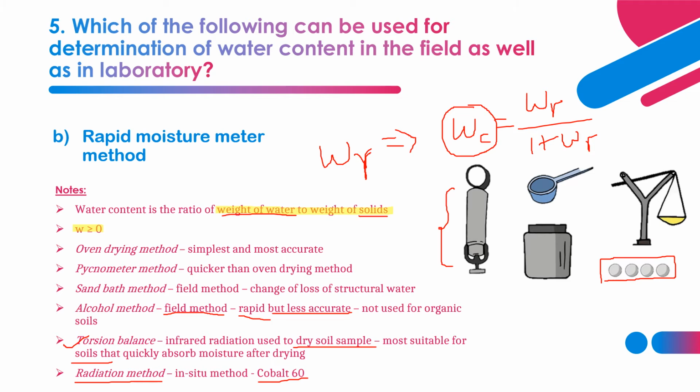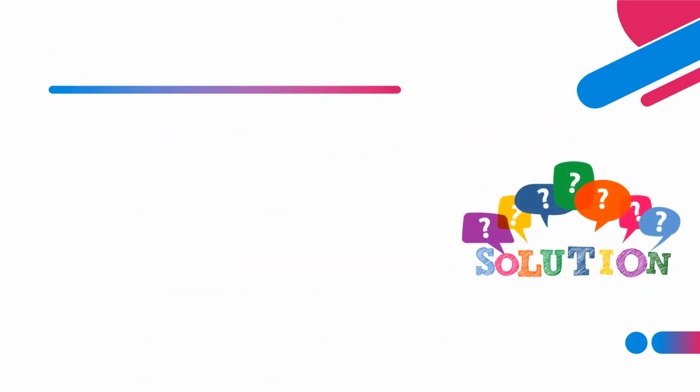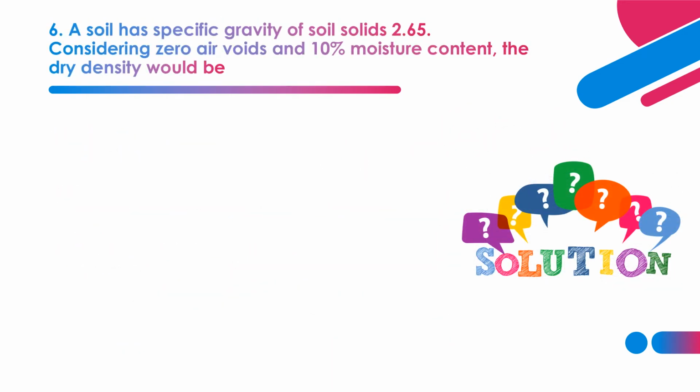Now let's move on to the sixth question. A soil has specific gravity of soil solids 2.65. Considering zero air voids and ten percent moisture content, the dry density would be. It is a numerical answer type question, and they have given three data. Soil solids have specific gravity 2.65, zero air voids, and 10% moisture content. We have to find the dry density.